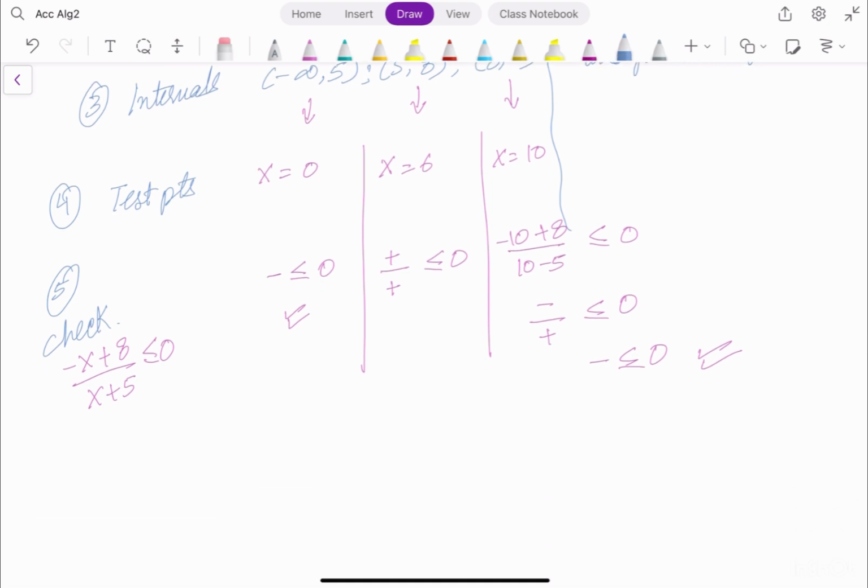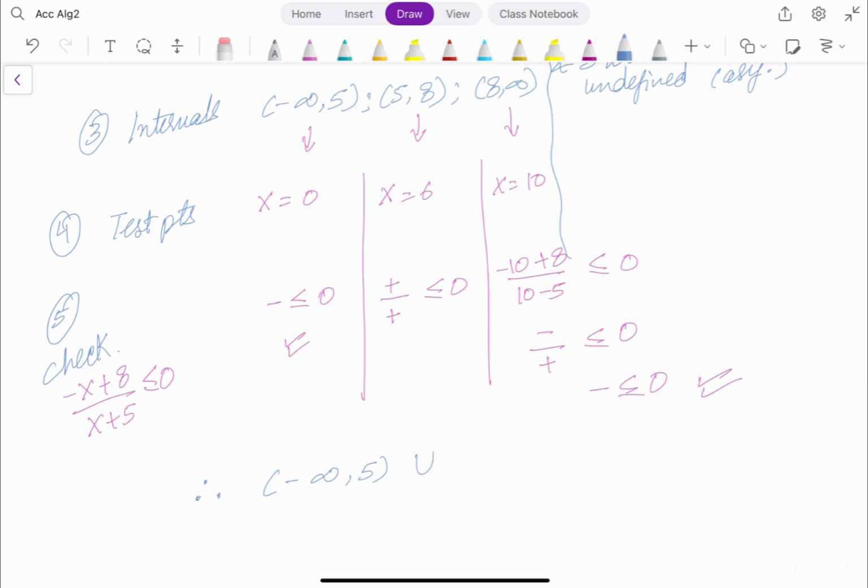And when we have 2 test intervals, we use the symbol of union. So we can say negative infinity, comma 5, union 8, comma infinity. See, 5 and 8, they are not included because 5 and 8 interval, that doesn't hold true.